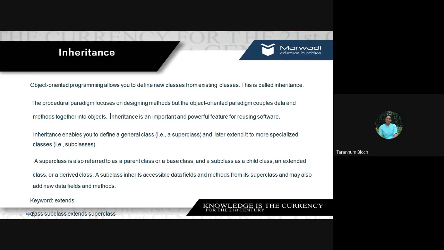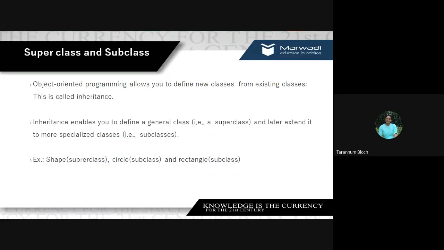So as I said, keyword extends. We can write public class extends superclass and then we can go ahead. So in object-oriented programming, it allows you to define a new class from an existing class. This is called inheritance. Very simple definition.